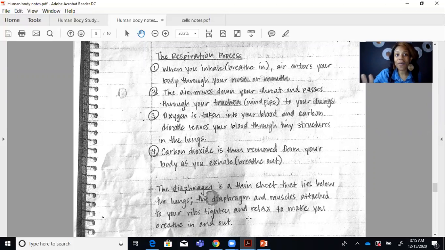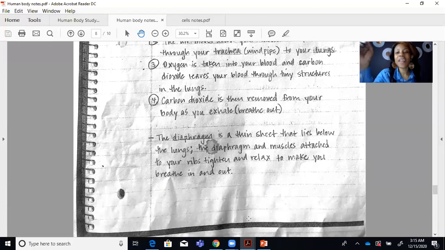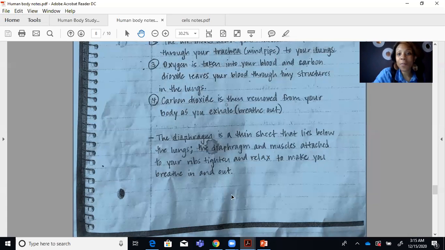You inhale, you exhale, okay? Then it talks about the diaphragm, especially if you've been in music class. The music teacher may say, sing from your diaphragm. It is a thin sheet that lies below the lungs, and the diaphragm and the muscles attached to your ribs tighten and relax to make you breathe in and breathe out.